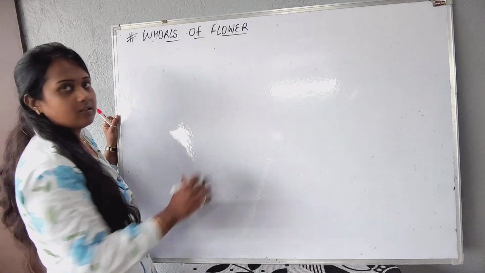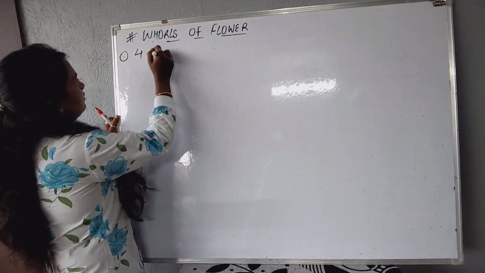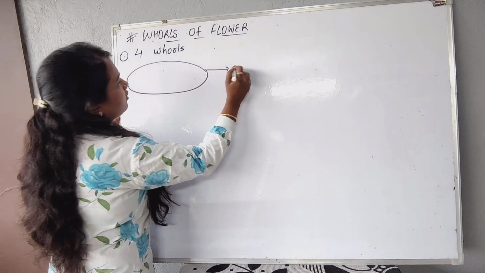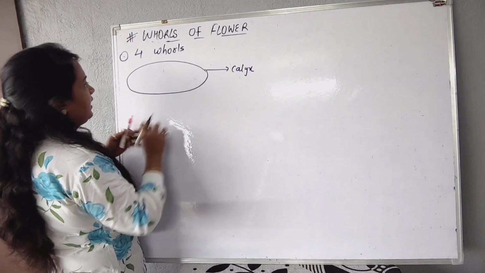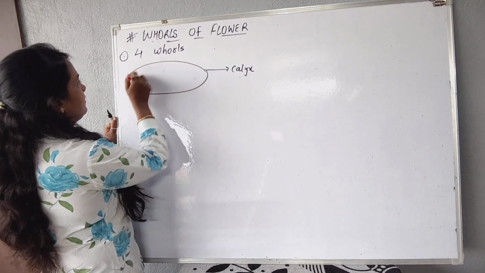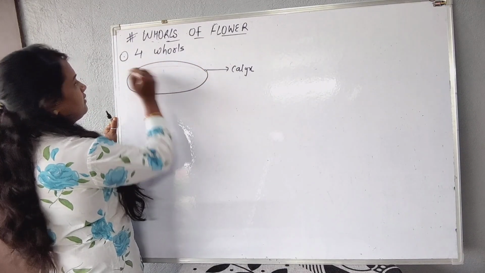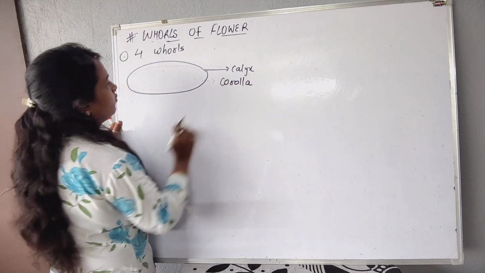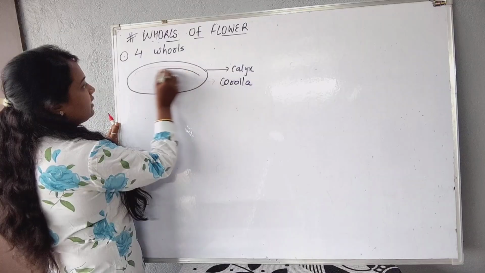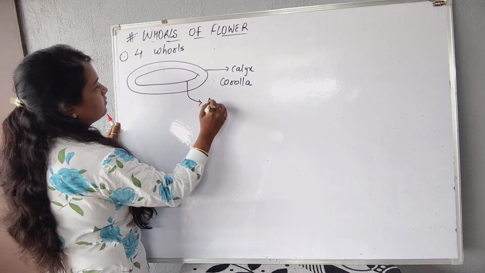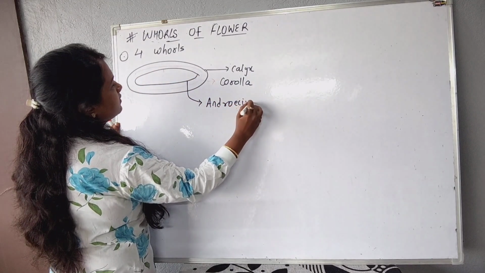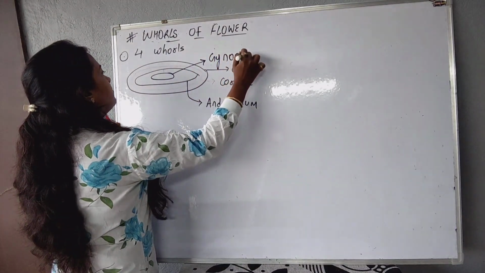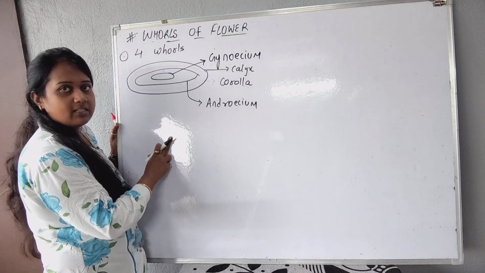There are 4 whorls of a flower. How many whorls? 4 whorls. The outermost whorl is called calyx, and inner to calyx is corolla. Then inner to corolla is androecium, and the centermost whorl is gynoecium. So these are the 4 whorls of the flower.